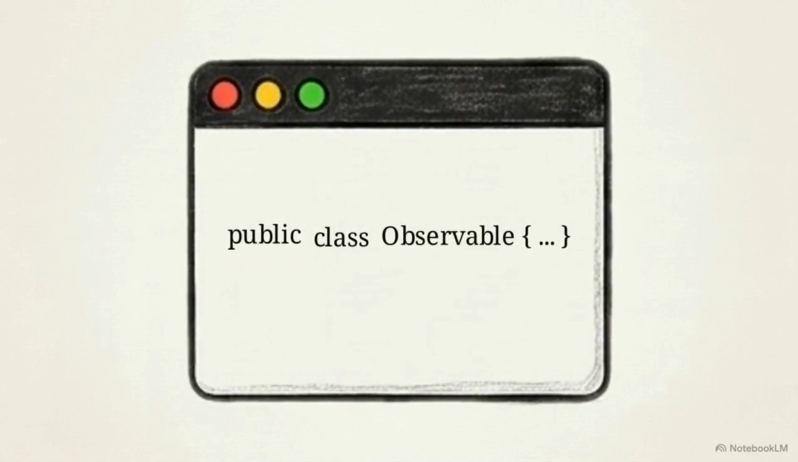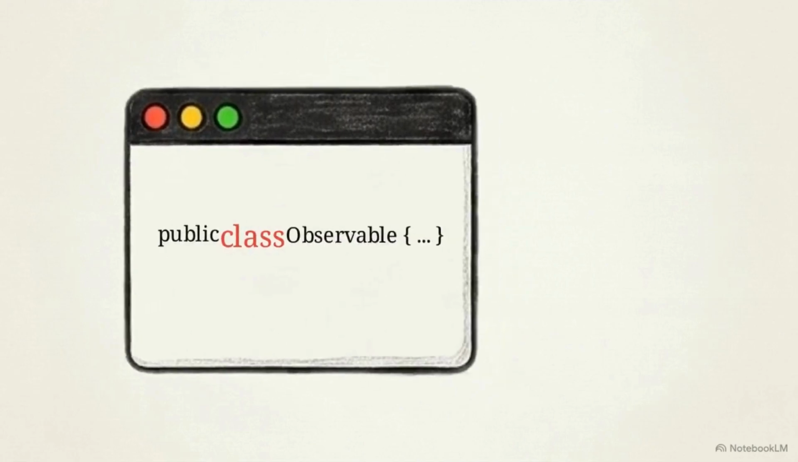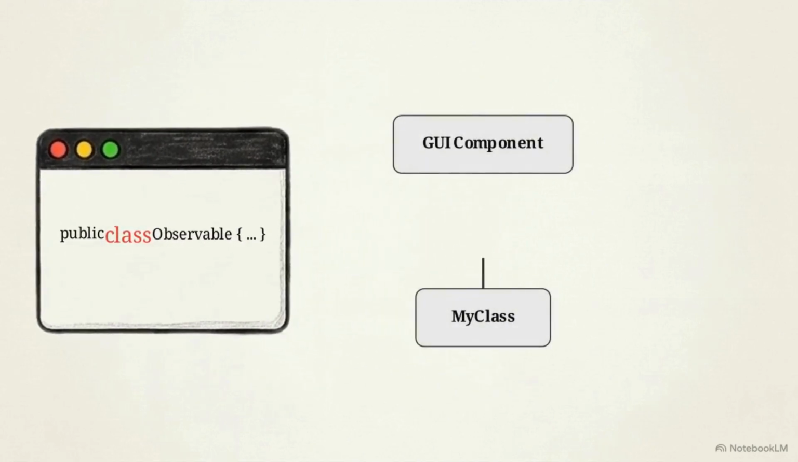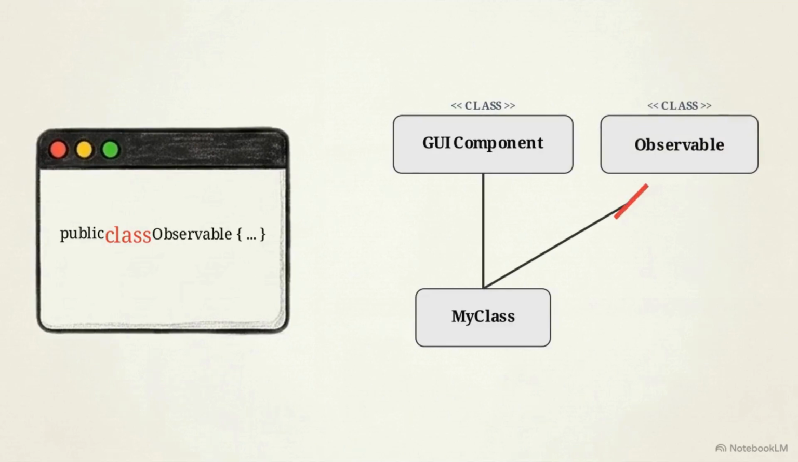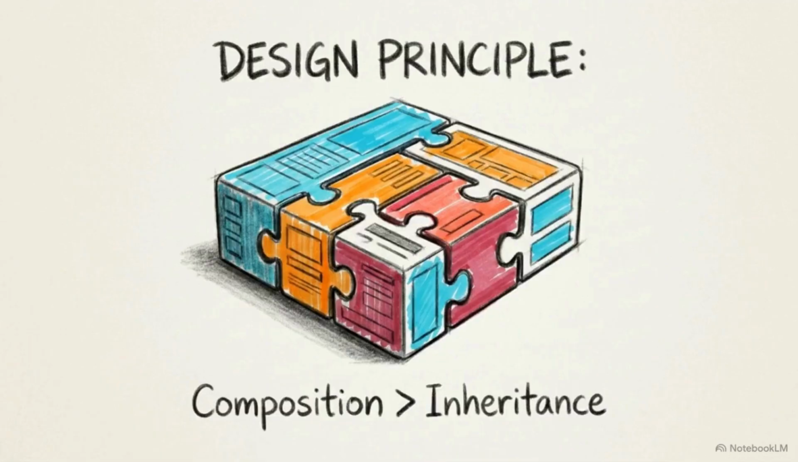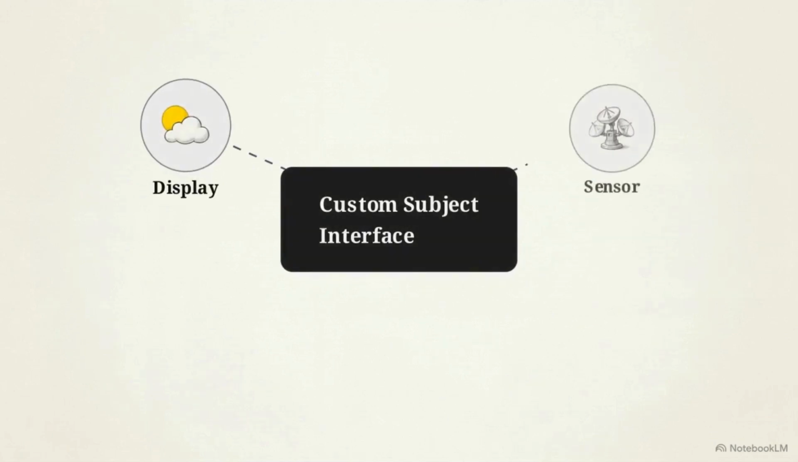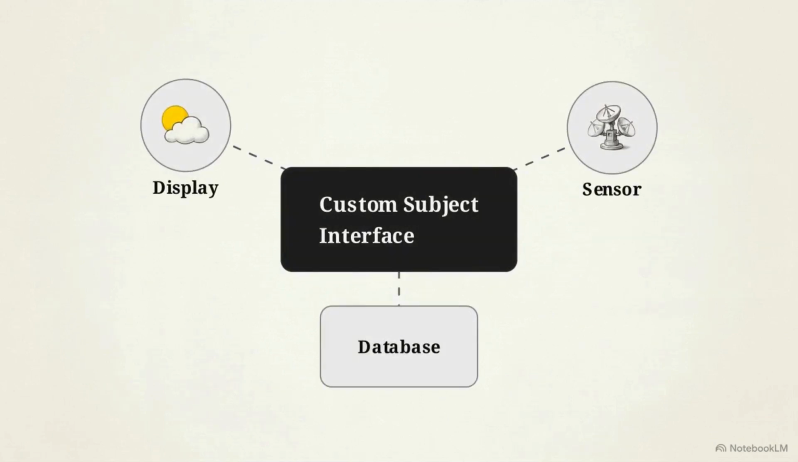Java includes a built-in implementation in the java.util package, but observable is a class, not an interface. Since Java forbids multiple inheritance, if your class inherits from a GUI component, it cannot also extend observable. This makes it difficult to follow the design principle of favoring composition over inheritance. Building your own interfaces avoids this restriction and keeps your objects flexible.